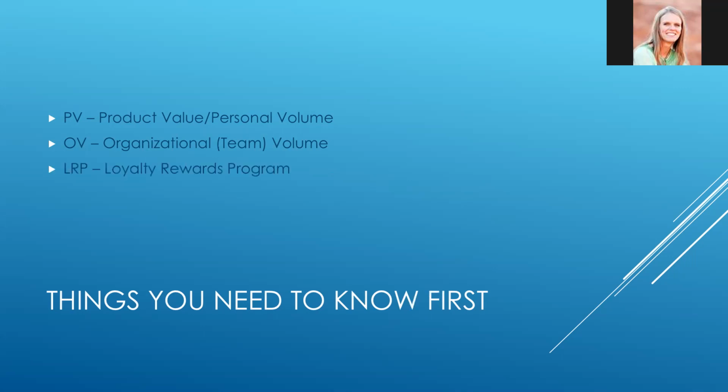And then LRP is obviously the loyalty rewards program. This is something that's really important to make sure you understand, because in order to receive some of your commissions, you have to have your loyalty rewards orders set up to be a full 100. So let's just make sure that we understand that that is a key part of you getting paid, is having your loyalty rewards order processing each month at 100 PV, not dollar amount, but PV.